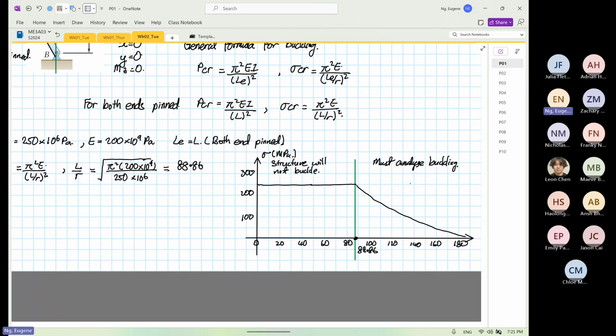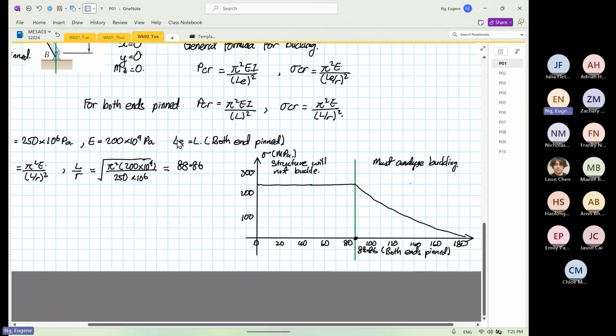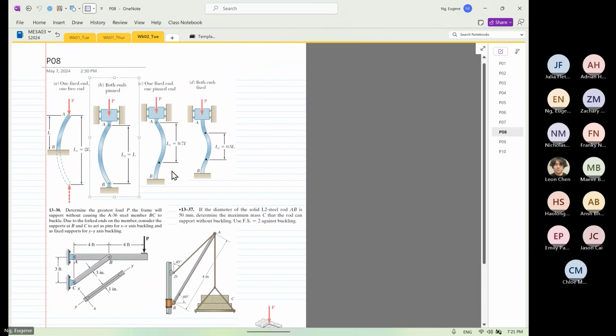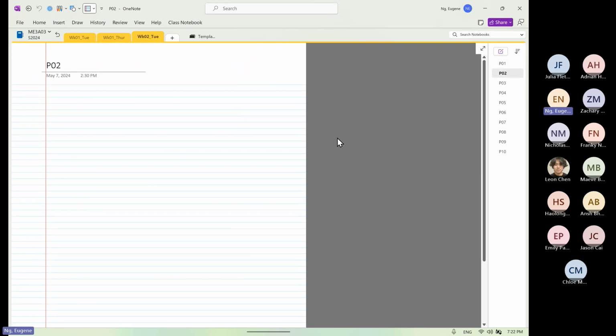Right? You all remember this graph, right? We did this last week. Okay. So for this case, it is for both ends pinned. Okay. Then we're going to look at another situation. So the next situation that we are going to look at is where we have the ends.